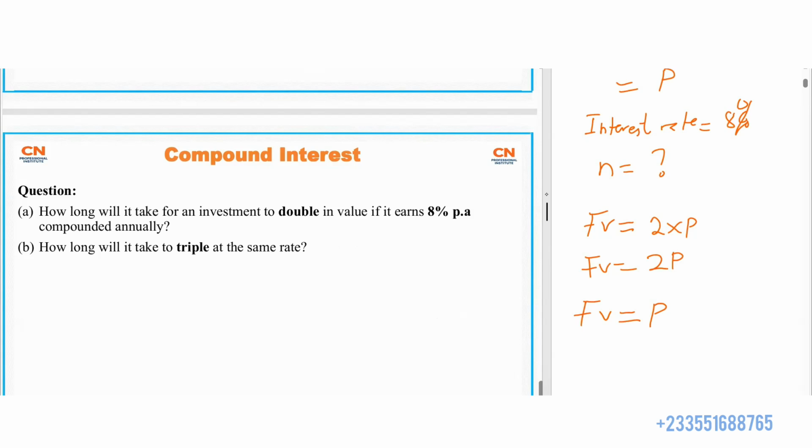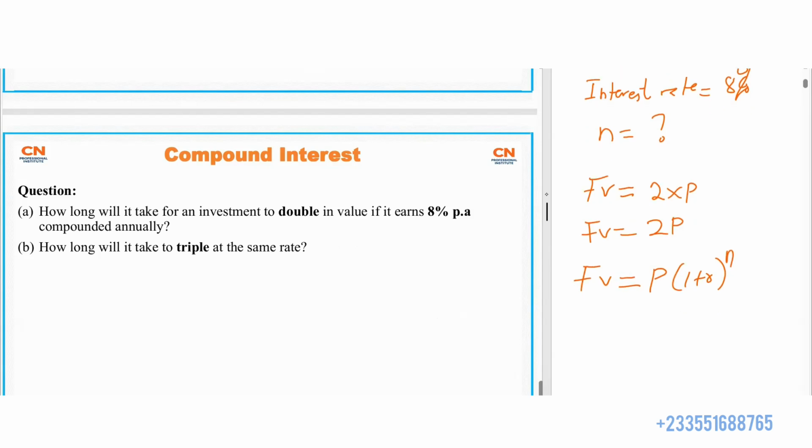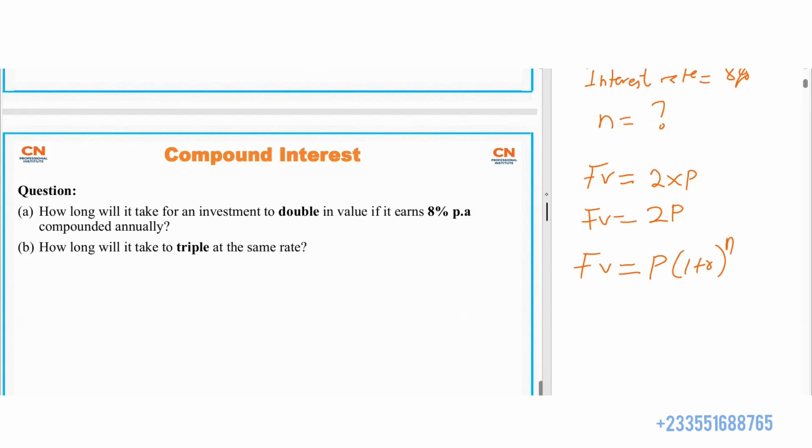So we can say future value is equal to P, as we know the formula, 1 plus R raised to the power N. This is what we usually know. But in this case, if you want to do substitution, the future value here is now 2P. So in place of the future value, we put 2P is equal to P into bracket 1 plus the rate, 8%, is 0.08, raised to the power N. We don't know N.